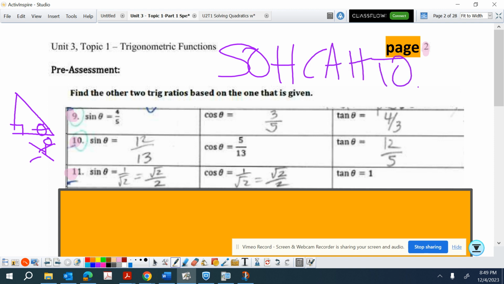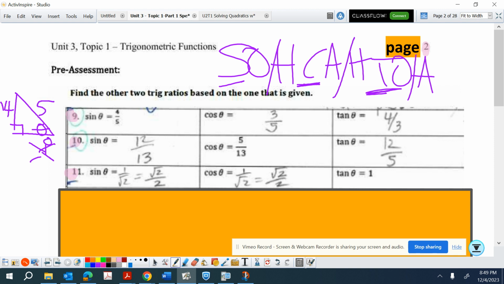And a reminder that S is for sine, which is opposite over hypotenuse. C is for cosine, adjacent over hypotenuse. And T is for tan, opposite over adjacent. So for number 9, where sine is 4 over 5, the opposite side is 4, and the hypotenuse is 5.